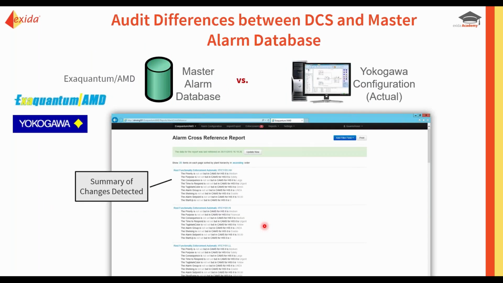The last one we'll look at is the Yokogawa system. And they have a tool called Exaquantum AMD, so Alarm Master Database. And in this case, we're showing its results when it compares what's in that master alarm database versus what's running in the CAMS system, which is an optional add-on to the Yokogawa system to handle some of the more advanced alarming capabilities.